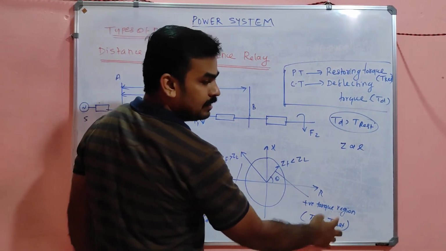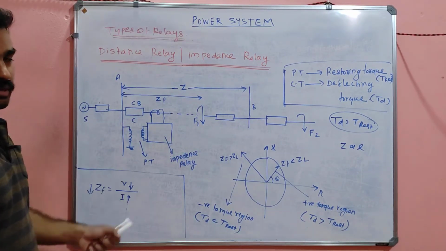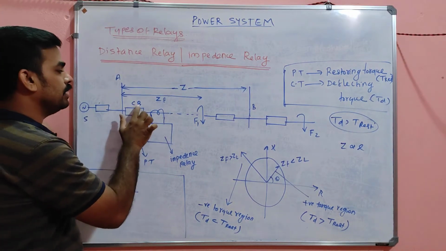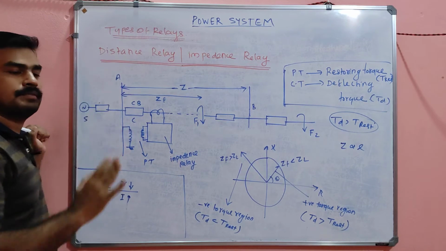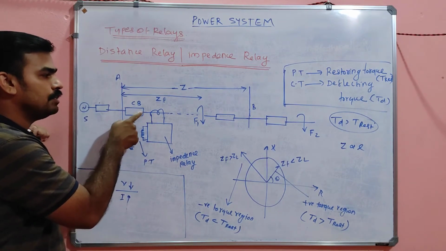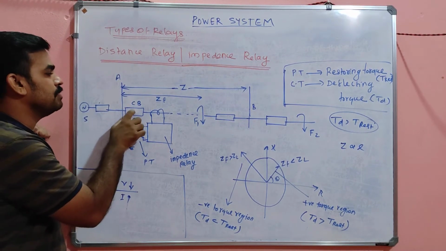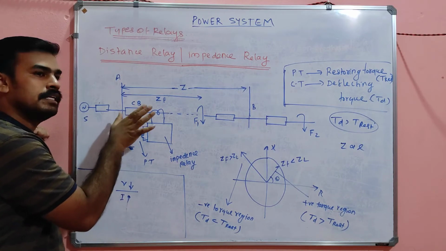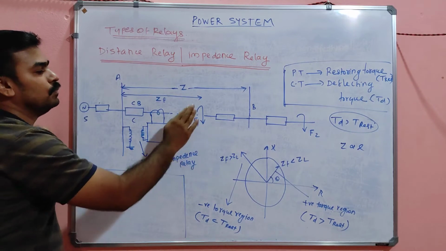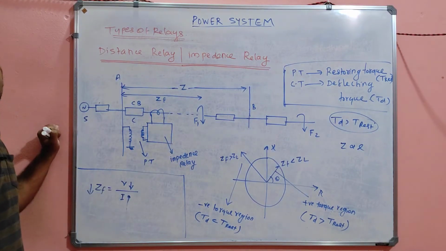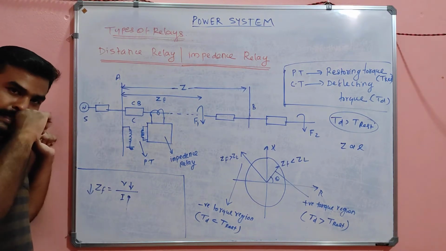So the operating torque TD is greater than the restoring torque T. So the circuit breaker will trip. That means the relay will trip the nearby circuit breaker. Nearby circuit breaker is this one. This will trip so that it will not supply anything. The fault will be isolated. Is it clear?